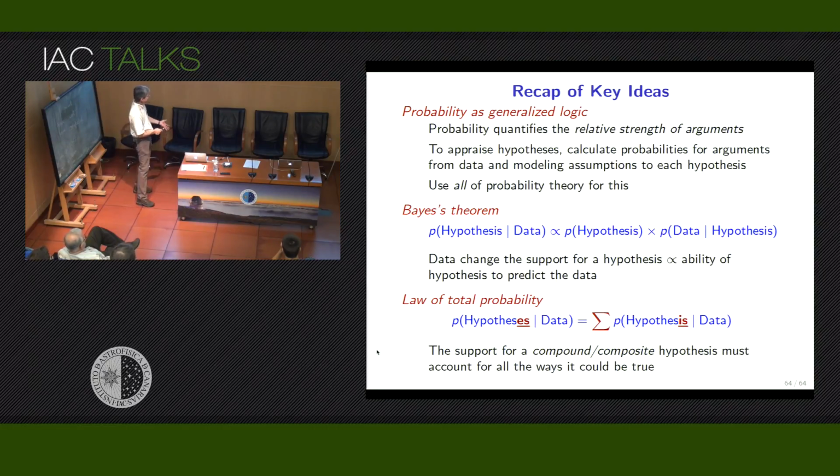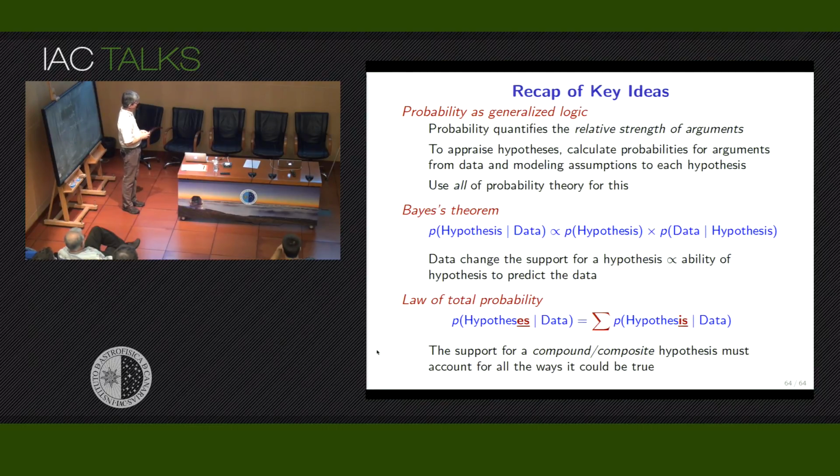Just qualitatively, it says that the probability of a compound hypothesis, like the probability for a model that's comprised of many different possible values of parameters, is the sum of the probabilities of its constituent hypotheses. The support for a compound hypothesis must account for all the different ways it could be true. In parameter marginalization, the posterior marginal for a source parameter, a signal parameter, has to take into account all the different ways the background parameter is or is not supported by the data, estimated by the data.